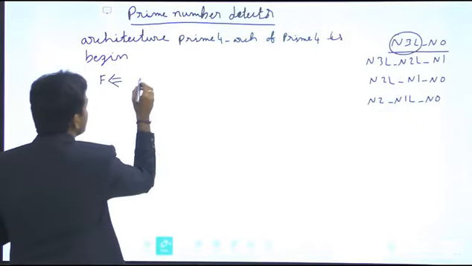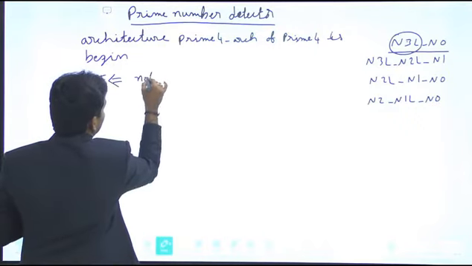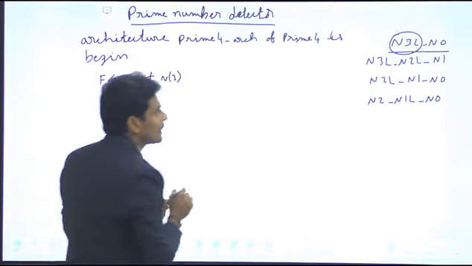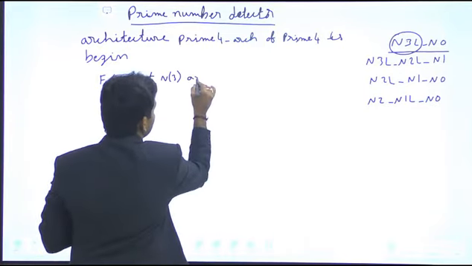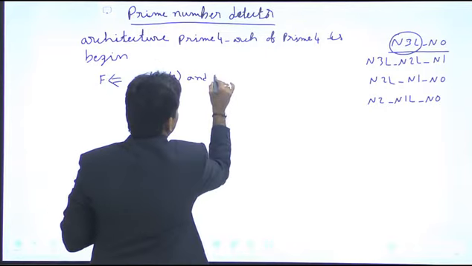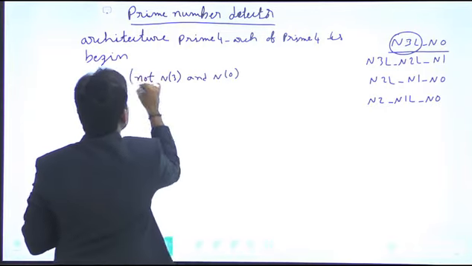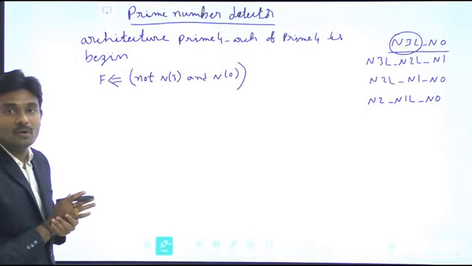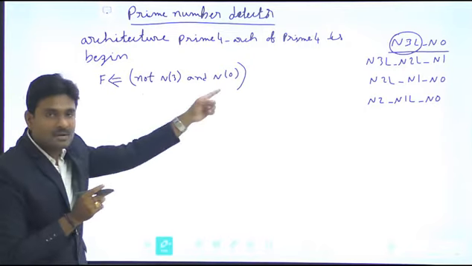So in that regard, the first one is NOT n of 3, and with n of 0. So this is the first input for that particular 4 input target.